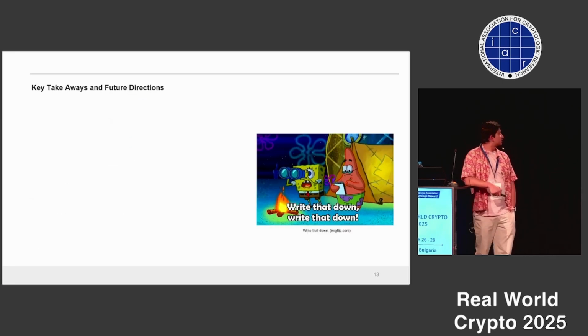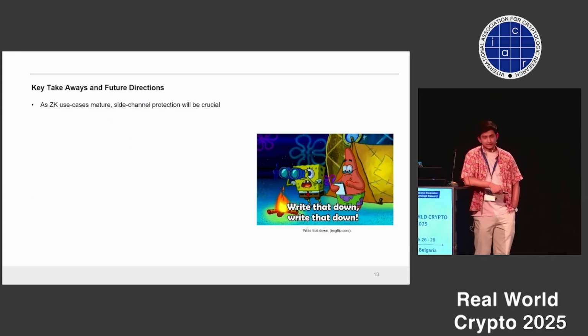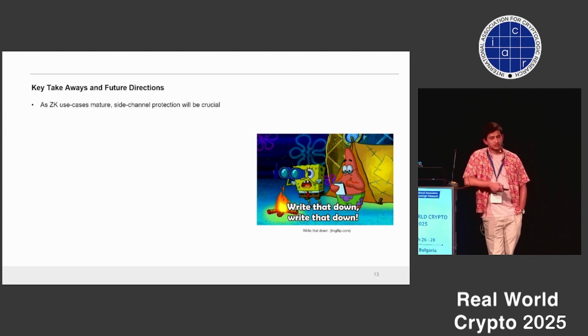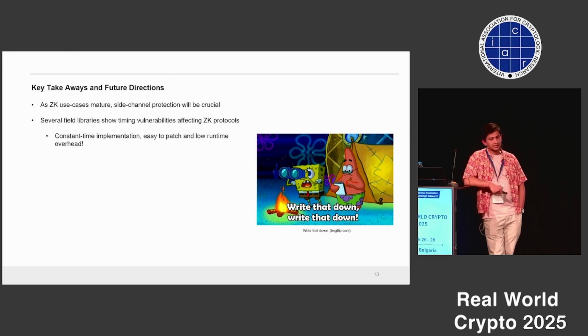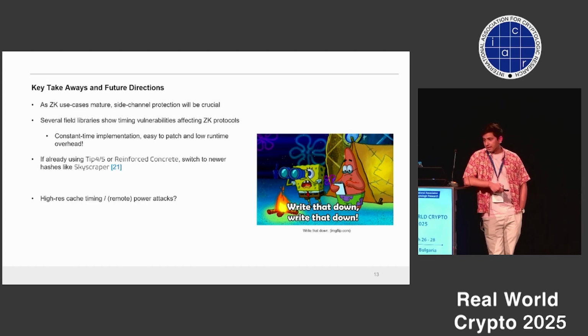So, key takeaways and future direction. As the ZK use cases mature, side channel protection will be crucial, and several field arithmetic libraries are affected. The mitigation is quite easy, a constant time implementation, and it's not expensive. If someone is using the older generation of lookup-based ZK-friendly hashes, like Tip4, Tip5, Reinforced Concrete, just switch to the newer generation of lookup-based hashes, Skyscraper.